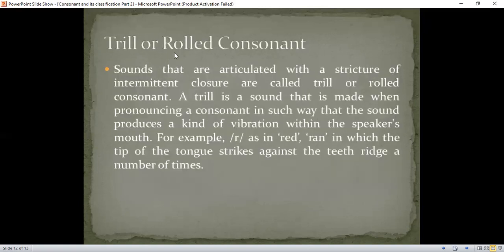So next will be the trill or rolled consonant. Sounds that are articulated with the structure of intermittent closure are called trill or rolled consonants. A trill is a sound that is made when pronouncing a consonant in such a way that the sound produces a kind of vibration within the speaker's mouth. For example, r as in red and ran, in which you can see the tip of the tongue strikes against the teeth ridge a number of times.